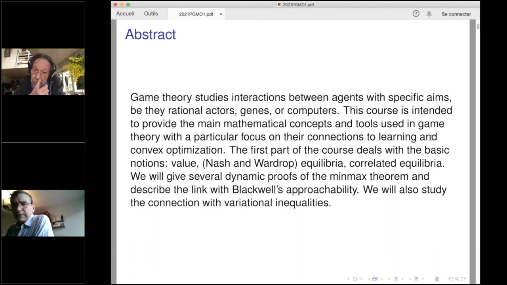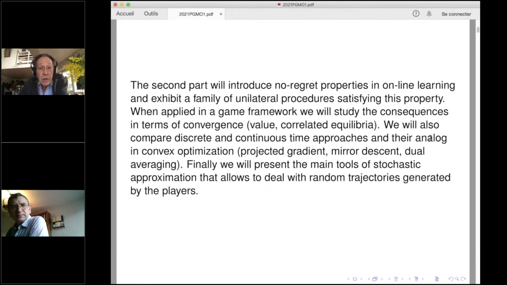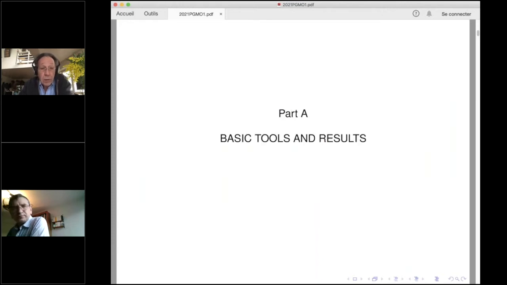The first part will be about the basic notions: value, equilibria, correlated equilibria, and we'll give several proofs of the min-max theorem and speak about Blackwell approachability. The second part will introduce no-regret properties, and then I will describe later the menu of next week. Okay, so let us start now.